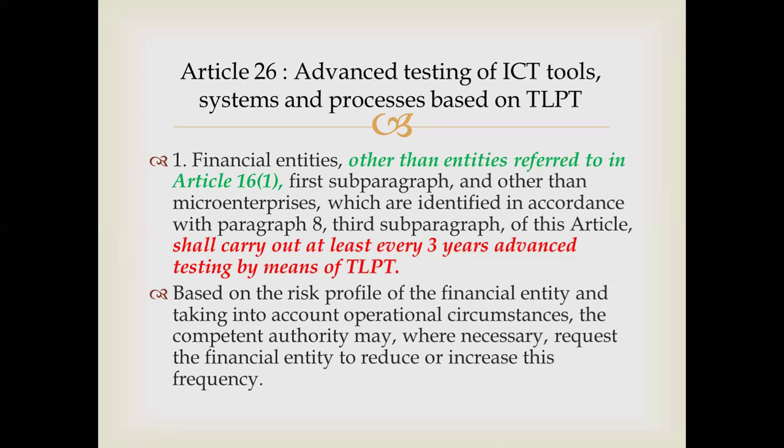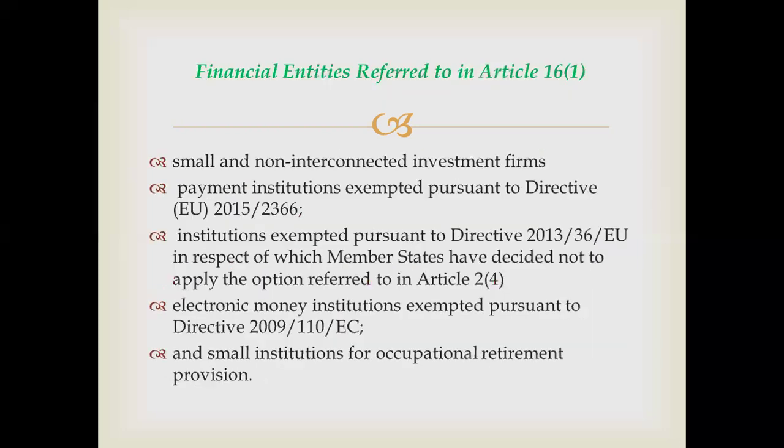So, depending on what is happening within an organization, the competent authority has every right to say, okay, you can be doing the TLPT once every 5 years, or be doing the advanced TLPT once in 2 years. So the competent authorities still have the powers, based on the specific context of the financial entity, to determine the frequency of the advanced testing by means of threat-led penetration testing. Okay, so that's what paragraph 1 of Article 26 is saying.